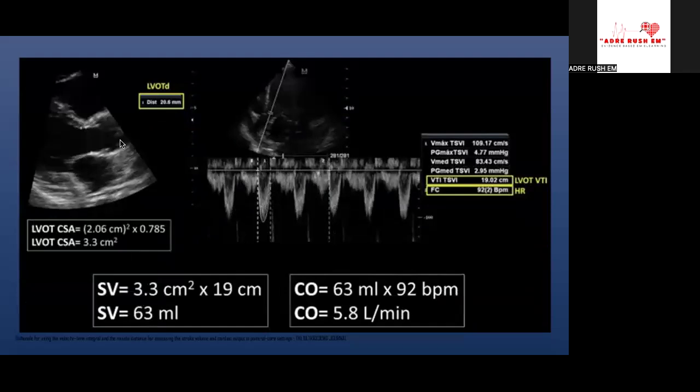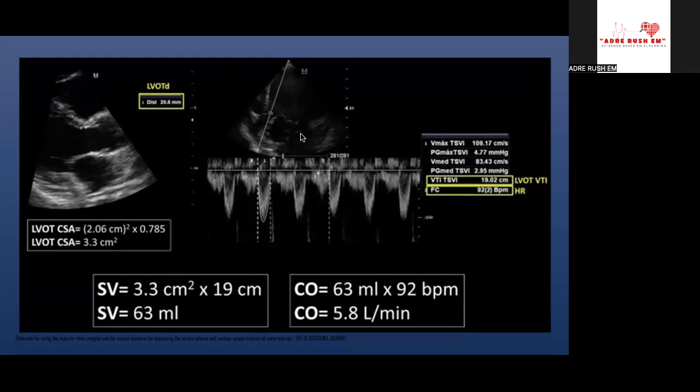As I told you, first you get the cardiac LVOT diameter. What is this phase? This is your phase of systole, maximum systole. You measure just a few centimeters above this, the maximum diameter. So the LVOT cross-sectional area here is 3.3 square centimeters.